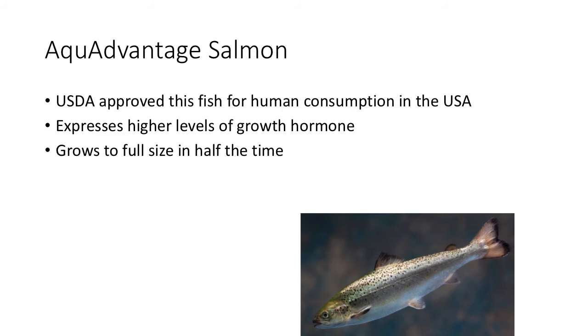Now here's a true example of a genetically modified or a genetically engineered organism. This is a salmon that's been sold in Canada. It was approved for human consumption in the US, and I believe it is being sold today, or at least has been sold in the US.